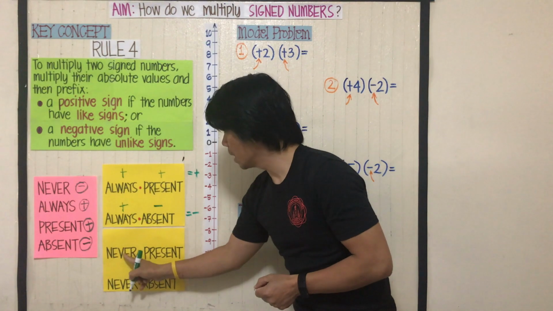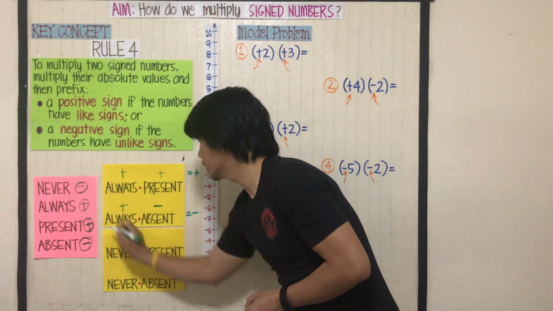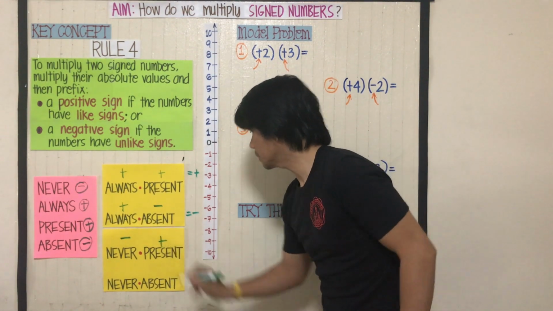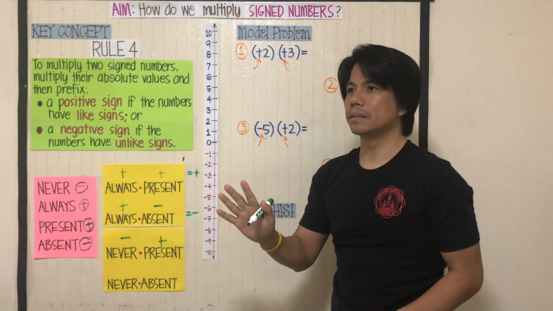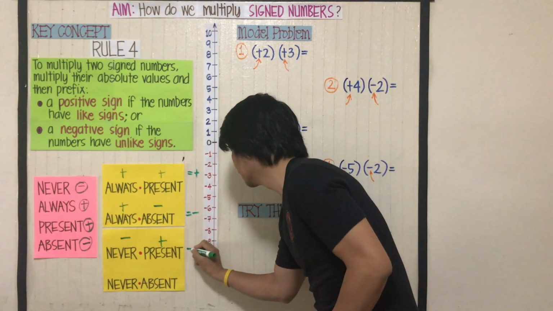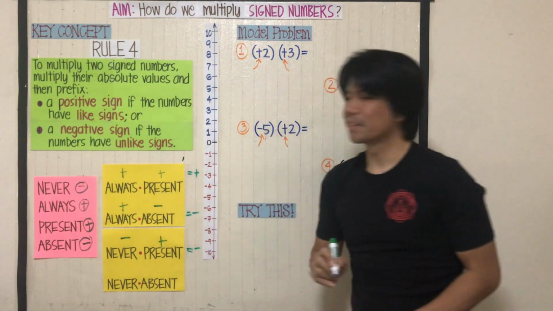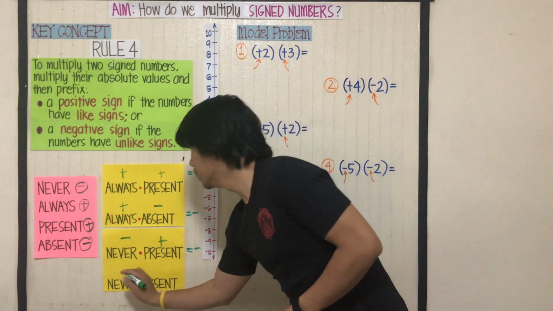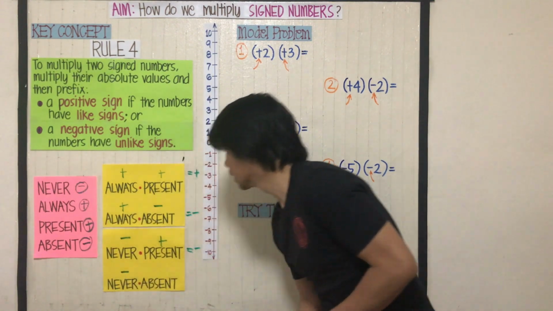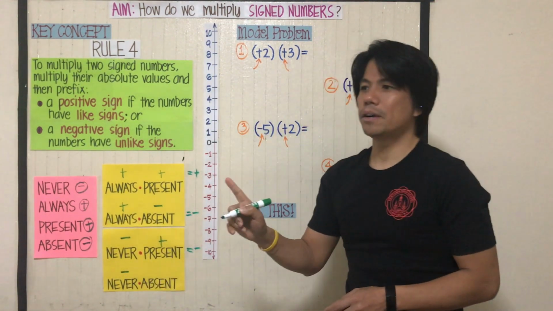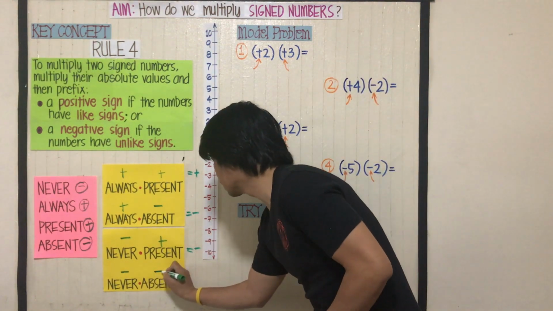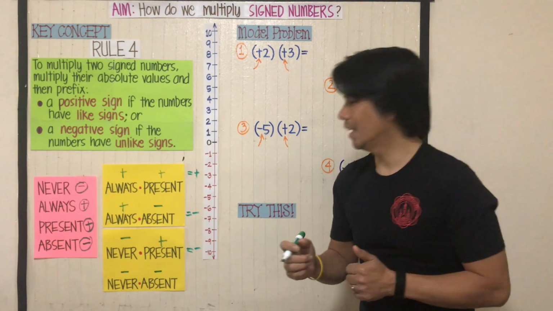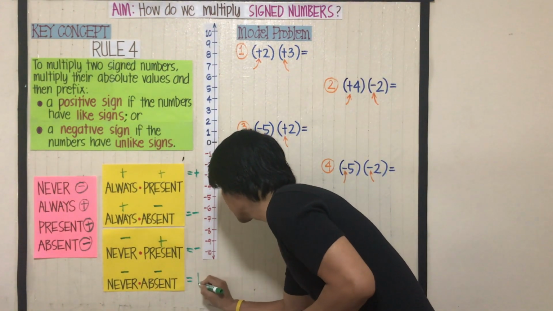Now, how about this? Never present. Never is negative. Present is positive, right? Never present, that's negative. If you've never been present, that's a negative thing. You will fail. But how about the last one? Never absent. Never is negative, absent is negative. But if you're never absent, is that a good thing? Yes. So therefore, that's positive.